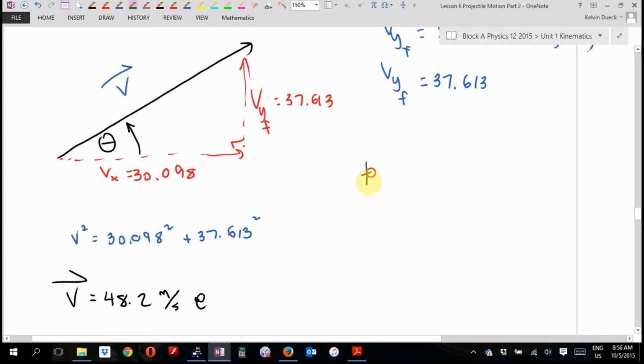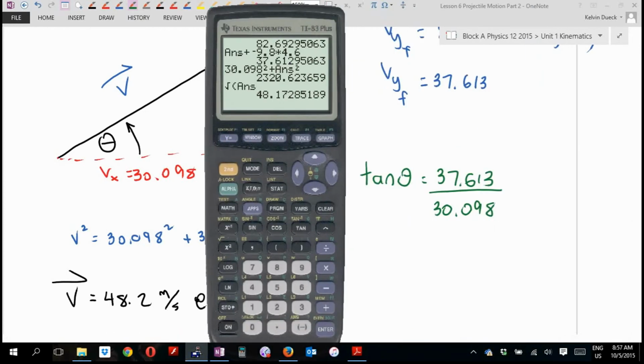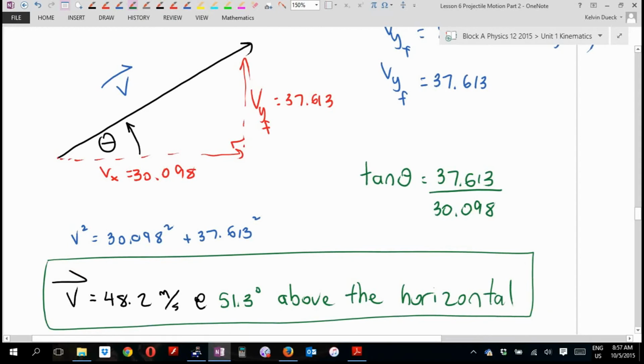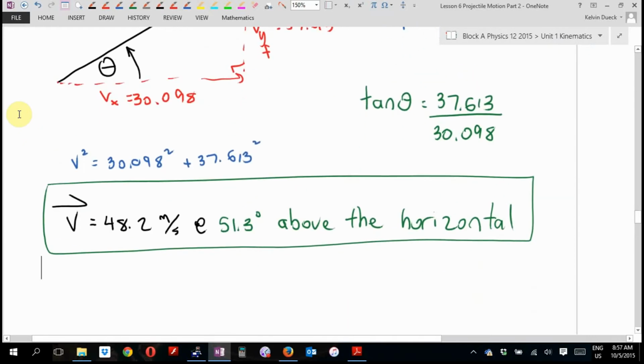Oh, tangent. Opposite over adjacent. 37.613 divided by 30.098. 51.3 degrees? 51 degrees, but 51.3 degrees, yeah. 51.3 degrees above the horizontal. Yay! B.